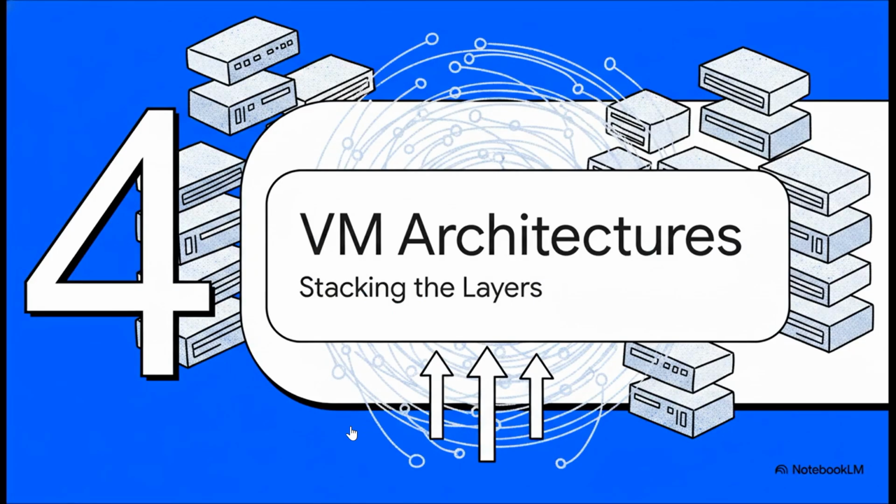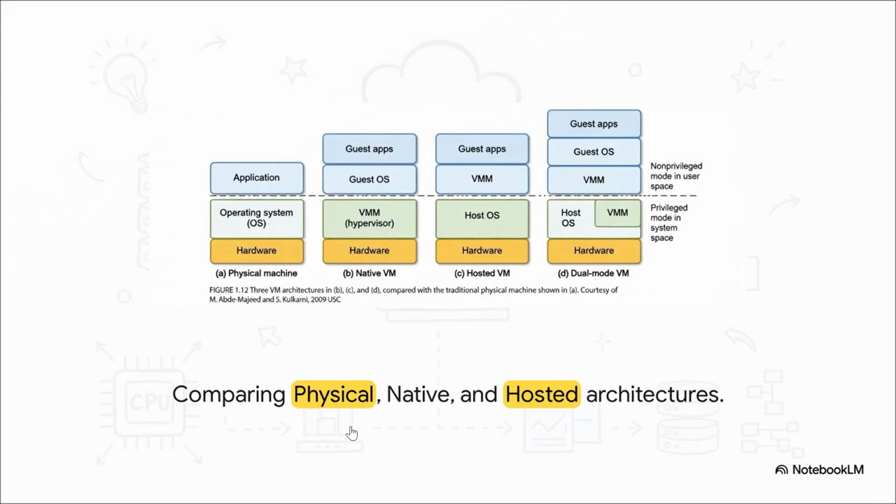Section 4, Virtual Machine Architectures. How do we actually structure and safely stack these virtual layers? Let's look at the evolution of server architecture here. Starting on the far left, you have your traditional physical machine. Next to it is a Type 1 or bare metal hypervisor. Here, the virtual machine monitor, or VMM, runs directly on the hardware itself. This is highly efficient, and it's what you'll see in enterprise data centers.